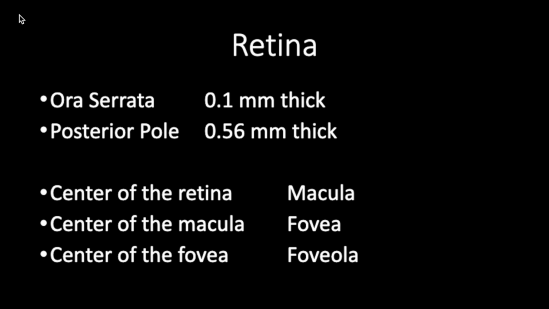At the ora serrata, it is about 0.1 millimeter thick. At the posterior pole, meaning at the back of the eye, it's about 0.56 millimeters thick. That means it's thickest at the posterior pole.